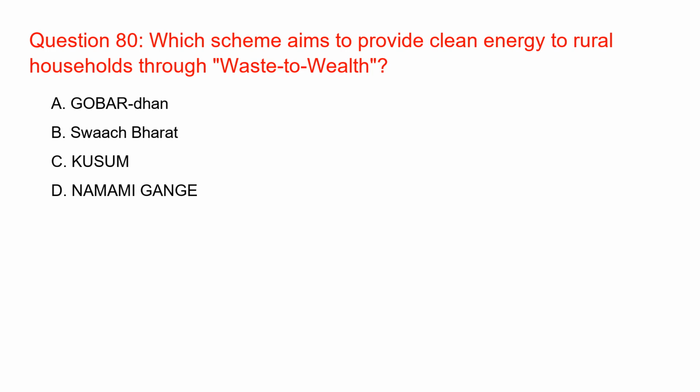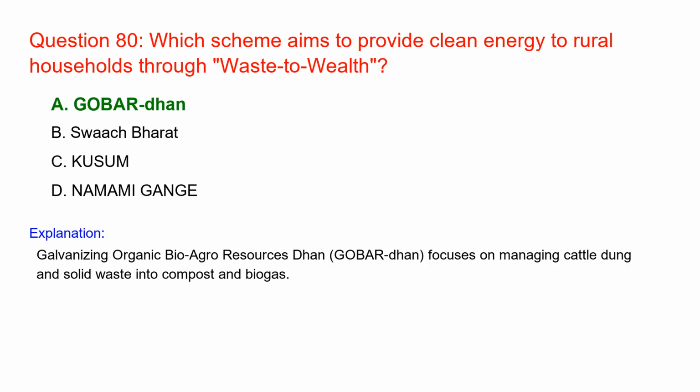Which scheme aims to provide clean energy to rural households through waste to wealth? Gobardhan. Galvanizing Organic Bio-Agro Resources Dhan, Gobardhan, focuses on managing cattle dung and solid waste into compost and biogas.